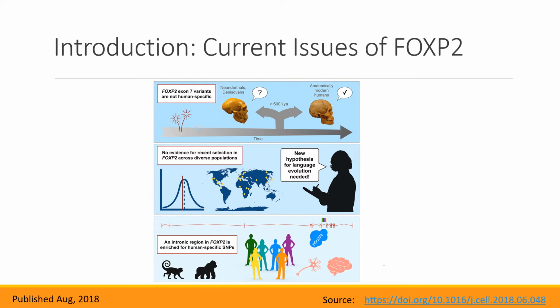However, they did find that there was an intronic region that was enriched for highly conserved sites among humans. Also, the study stated that there was no evidence for recent selection of the foxp2 gene across diverse populations, which makes it known that there needs to be a new hypothesis for language evolution, such as a gene regulatory mechanism.